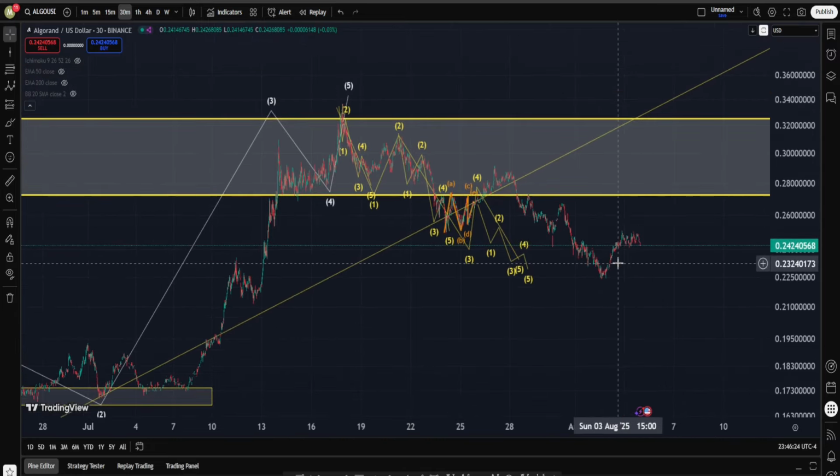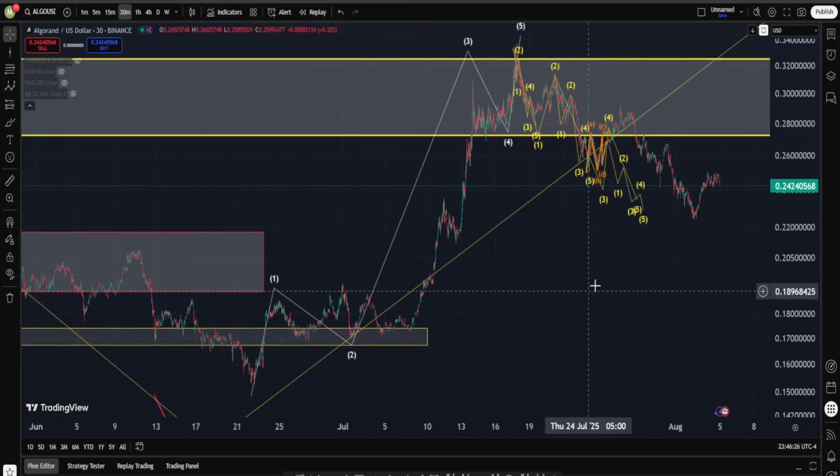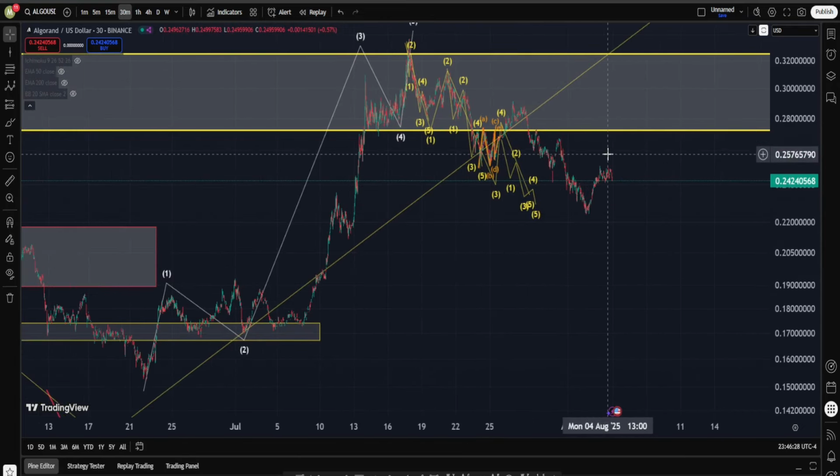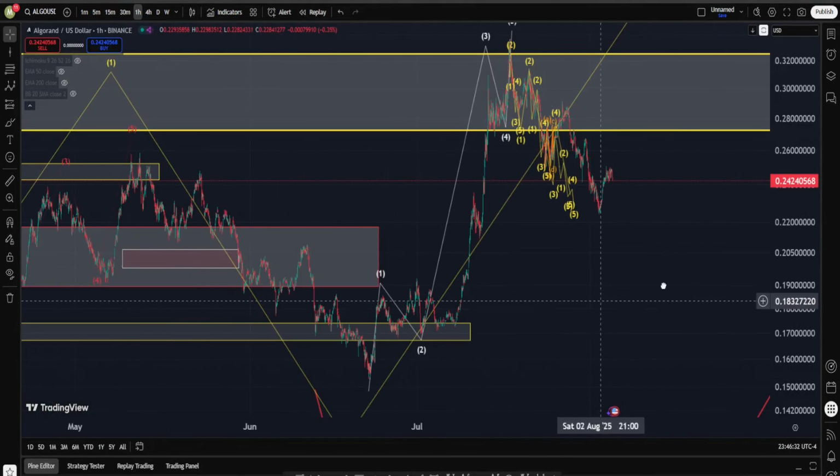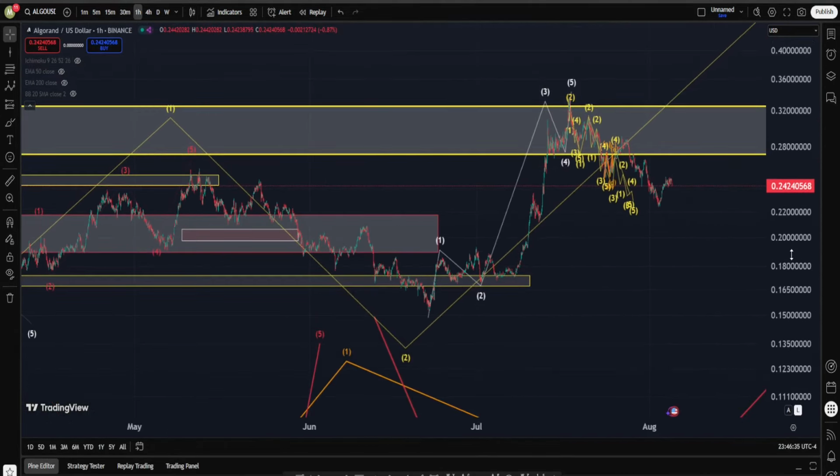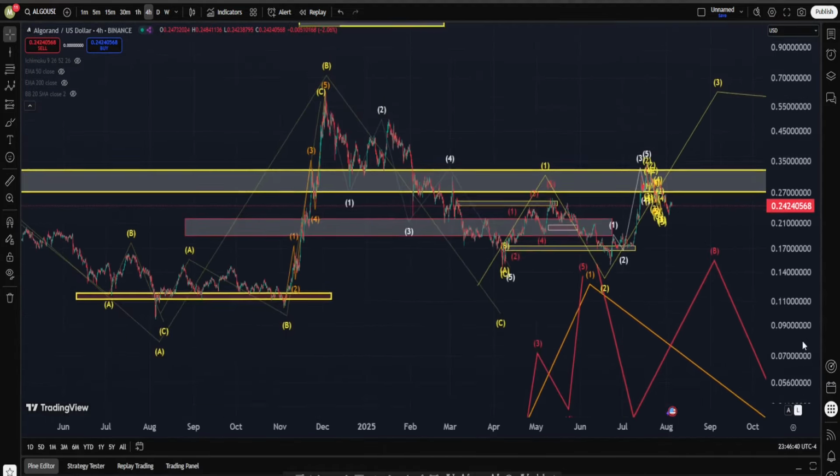Okay, first things first, I want to tell you this: no matter what is going to happen in the short term, overall I am still going to remain 1000% bullish in Algo, even if we get a very strong move down. Why is that? You see, let's just go around here.